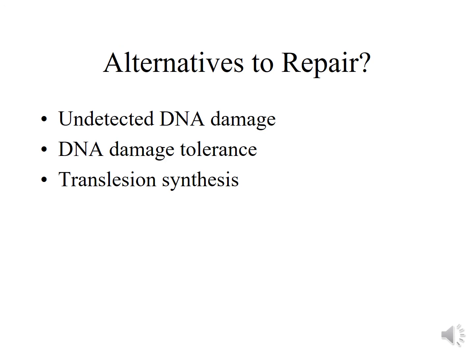Alternatives to DNA repair: undetected DNA damage, tolerance, and translesion synthesis. DNA damage may sometimes go undetected. For example, cytosines that occur within the dinucleotide CG are highly mutable as a result of inefficient DNA repair.